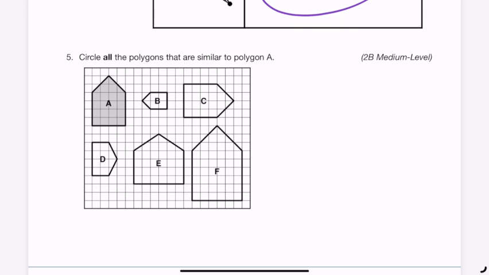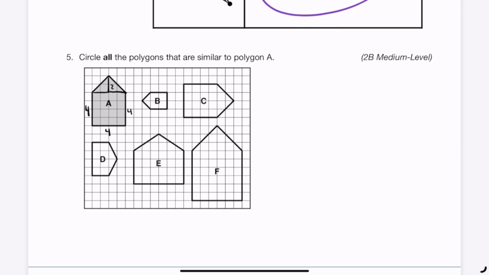Another medium level question, testing our ideas of similarity. Circle all the polygons that are similar to polygon A. All right, so some key things we notice about polygon A. We have to think more about the side lengths, having equivalent ratios of the side lengths. So here I see this is 4, 4, 4, and then this triangle has a height of 2. Okay, so that's my original, and we're looking for polygons that appear to be the same shape.